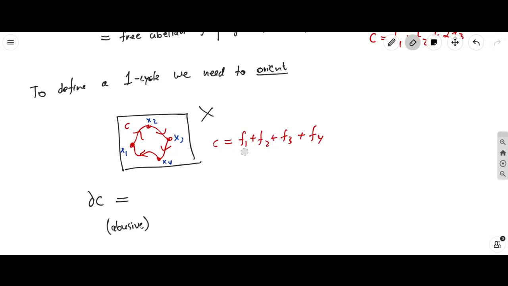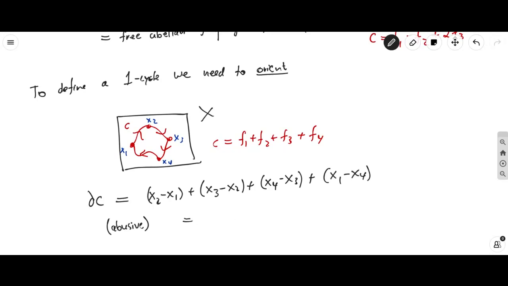So using our abusive notation, which is more convenient, you look at this first path. Well, technically, there is no such thing as a first path. That's the whole point. It's a cycle. But let's say this is F1. And once you have orientation, then you can talk about the beginning and the end. And then you would just write down that it's equal to x2 minus x1. And the next one would be x3 minus x2 plus x4 minus x3, and then x1 minus x4. And now when you do this carefully, you realize it's equal to 0.